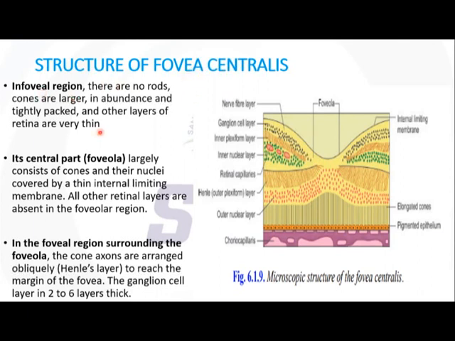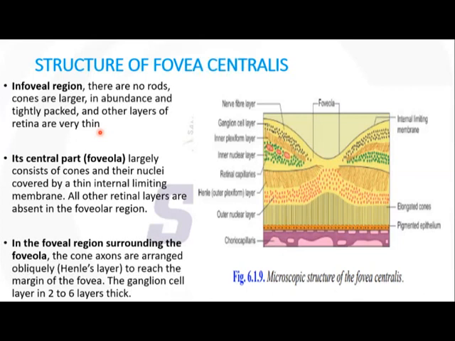In the foveal region, we already discussed yesterday that there are no rods. Cones are there. Cones are larger in the fovea, in abundance and tightly packed. And other layers of the retina are very thin in this area.